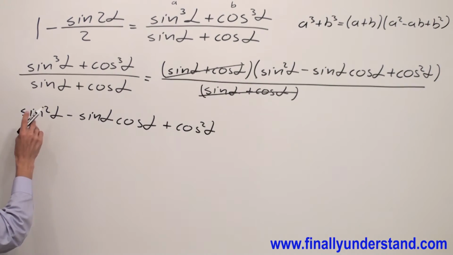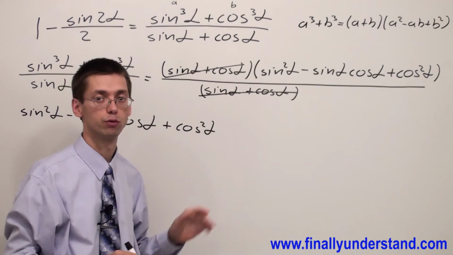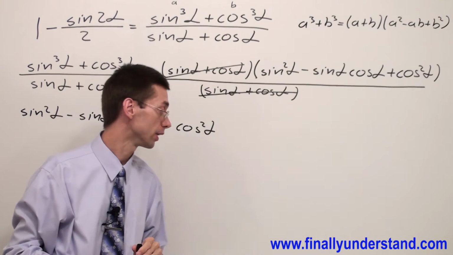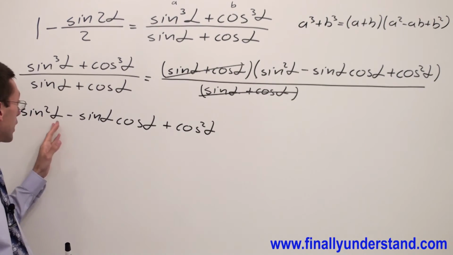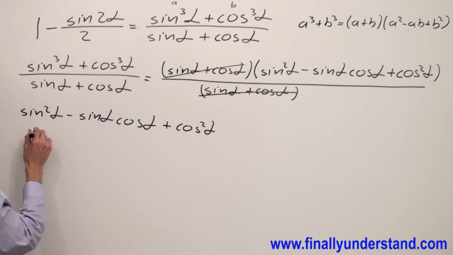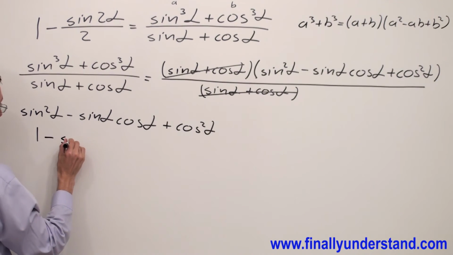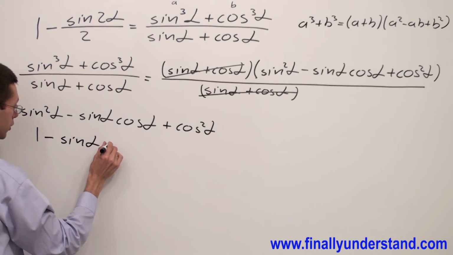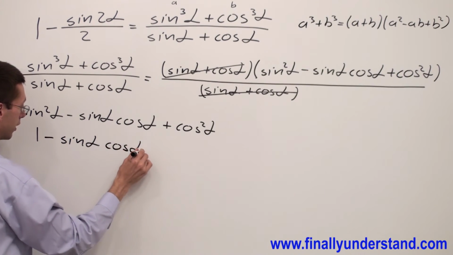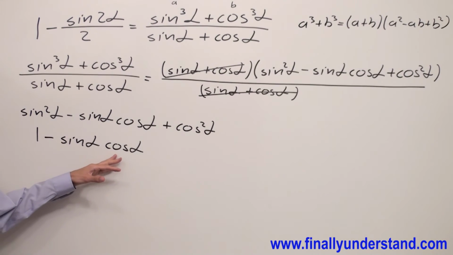Now, we have sine squared alpha plus cosine squared alpha. We're supposed to use the Pythagorean relation. Sine squared alpha plus cosine squared alpha is equal to 1. That's why I'm going to write 1 minus sine alpha cosine alpha. Now let's take a look at what we have got. We have 1 minus sine alpha times cosine alpha.